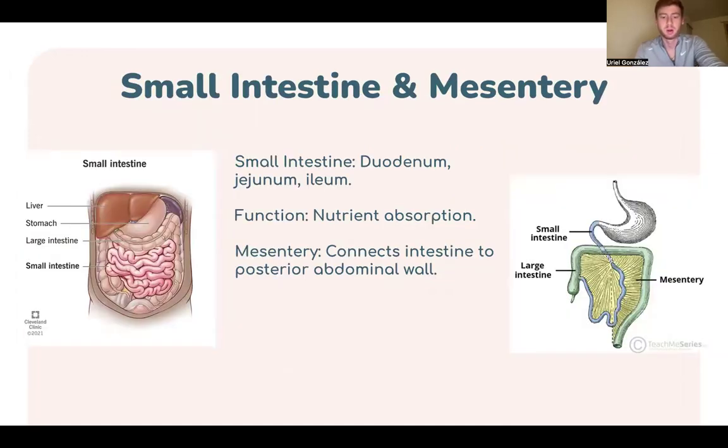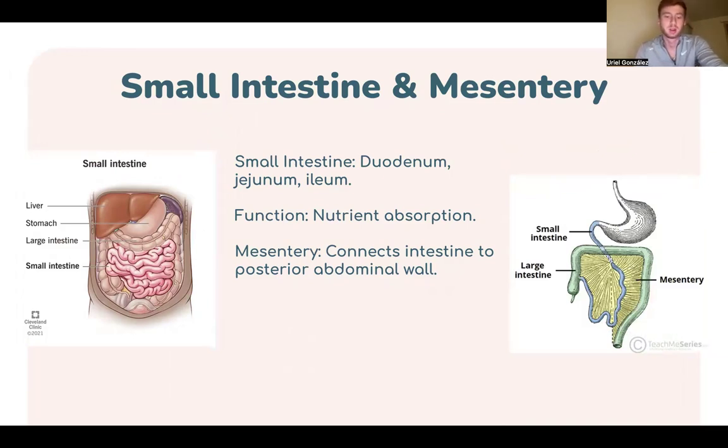Then we're going to have the small intestine. Once the food leaves the stomach, it enters into the small intestine or intestino delgado. You can notice that almost all of them sound the same in English and Spanish. This is where most nutrient absorption takes place. It has three parts. First, the duodenum, where the enzymes and the bile enter, and then the jejunum and the ileum. It's called small because of its diameter, not its length, because in fact it is around 20 feet long.